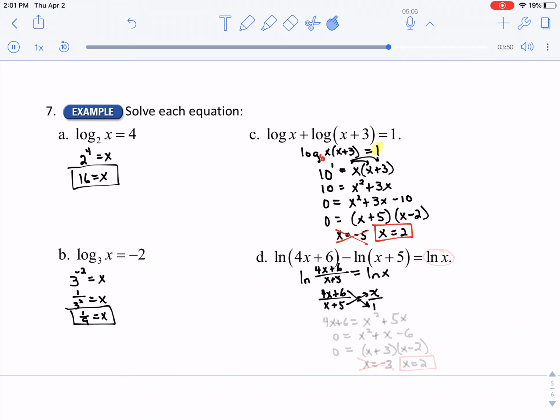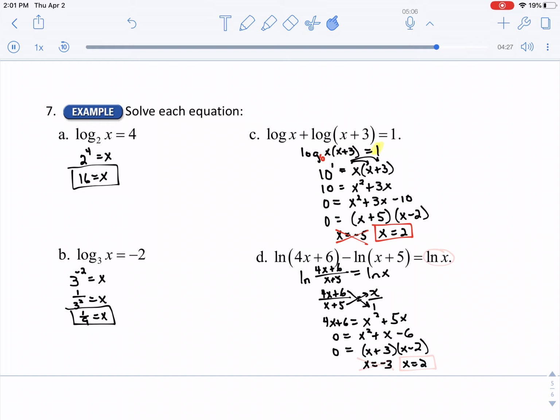So when I cross multiply, I get 4x plus 6 equals x squared plus 5x. Now I'm going to subtract 4x and subtract 6 from both sides. So I get x squared. 5x minus 4x gives me x. And then I've got a negative 6. And that factors into x plus 3 times x minus 2. So that gives me my two solutions, which are x equals a negative 3 and x equals a positive 2.